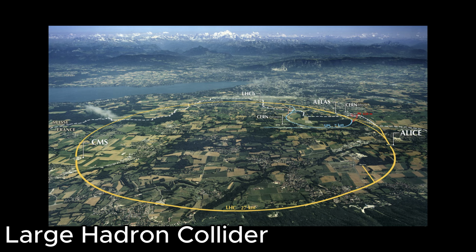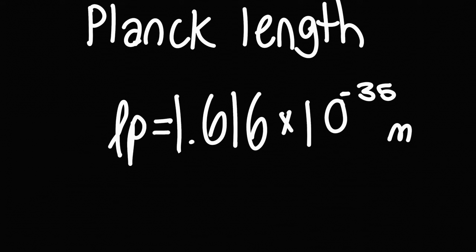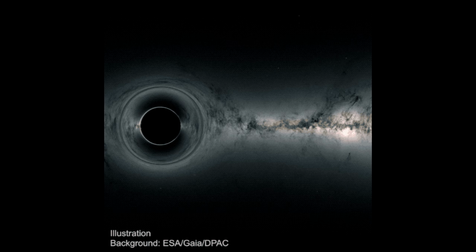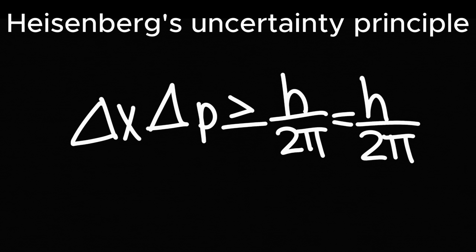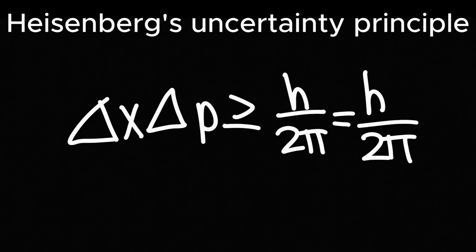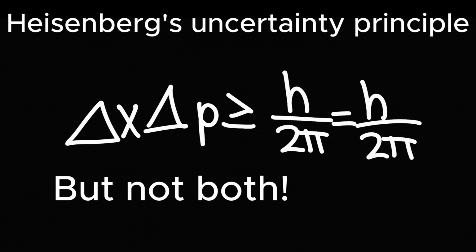We can't measure anything smaller than the Planck length because of these two uncorrelated reasons. One is because the energy to do so would form a black hole, and the other is due to Heisenberg's uncertainty principle. This means that there's a limit to how much we can know. We can either know the position of a particle or how fast it's going, but not both.